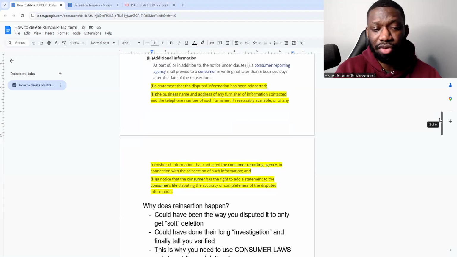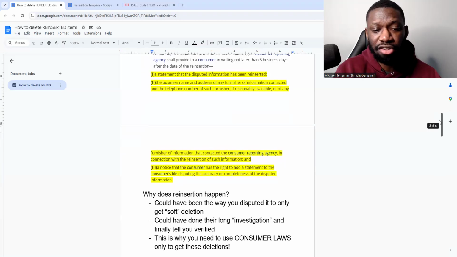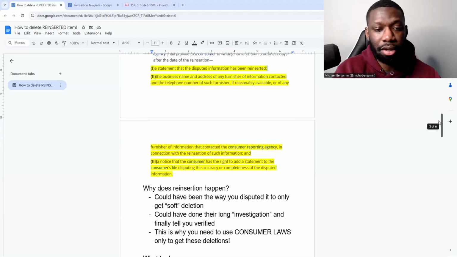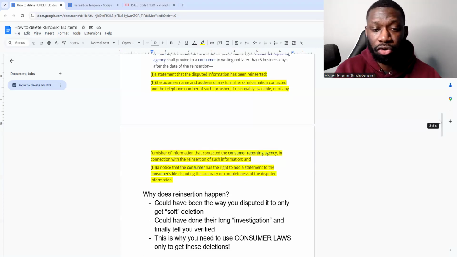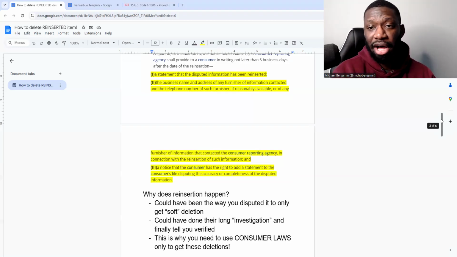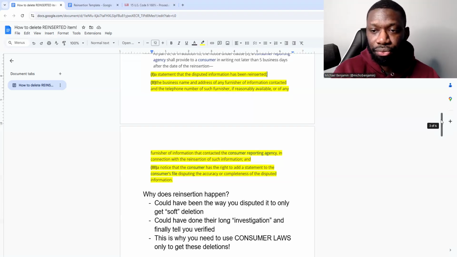But when we're talking about reinsertion, just 1681i(a)(5)(B). This is why you need consumer laws, only to get these deletions. Because if you don't get what you want right away, you understand if you've presented your case in a way where you can go ahead and go through litigation, whether you do it yourself or go through an attorney, at least you did what you were supposed to do as far as 15 USC 1681i, right? And just making sure that there is maximum possible accuracy per 15 USC 1681e(b).